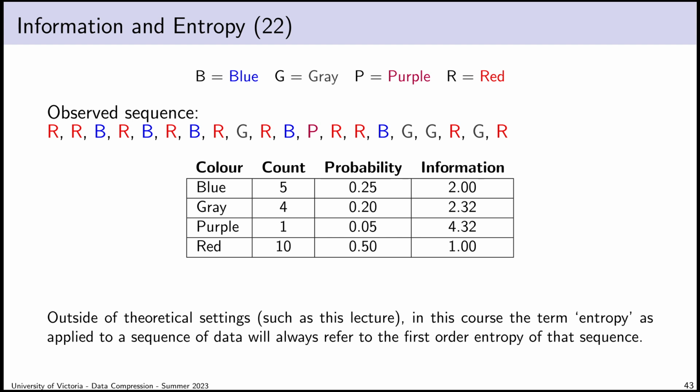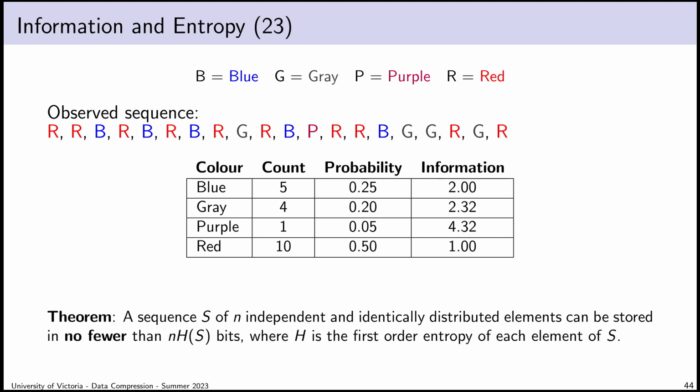Now, outside of theoretical settings, so after this lecture, I'm going to keep saying entropy in the context of a sequence, and outside of this lecture, when I say entropy with no qualifier, I will mean first order entropy, because we're not going to go into more detail about higher order entropy because of simplifications we're going to see we can make in this course. We're going to see them later in this lecture. If you're a grad student looking for a presentation topic, I think higher order entropy is really interesting, and I think it would make a great presentation topic.